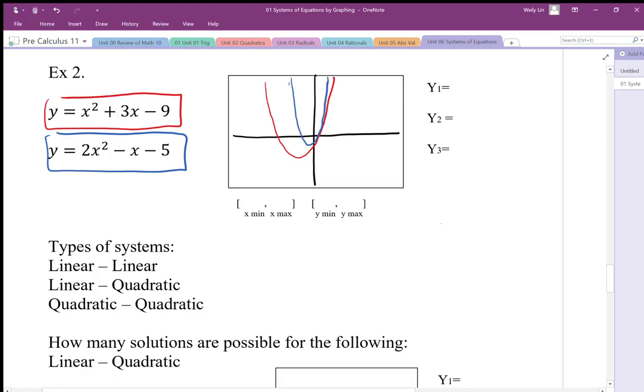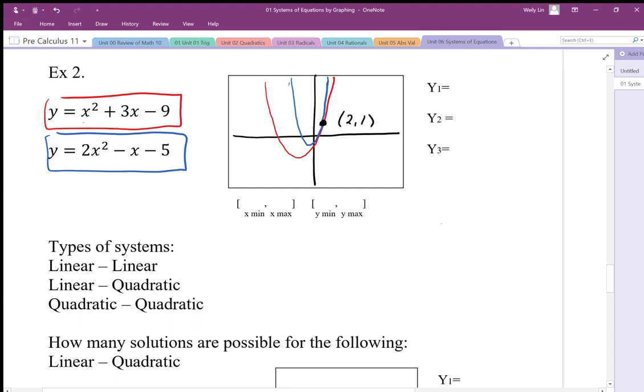It's a little bit hard to tell, so we have to zoom in a little bit, but it appears that our solution is here. It looks like the solution is at x equals 2, y equals 1. So our solution is at 2 and 1.